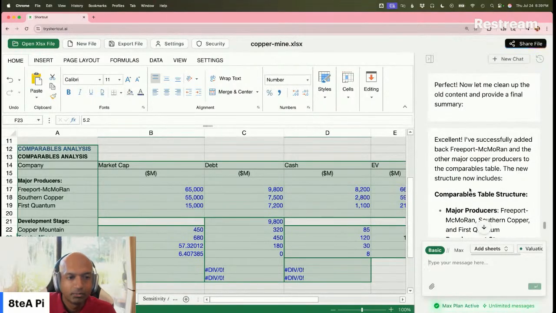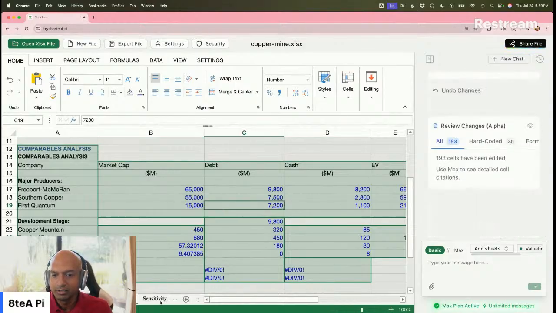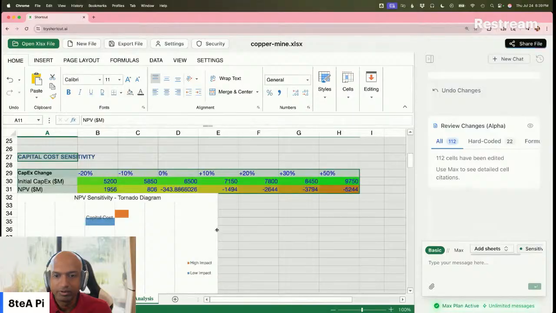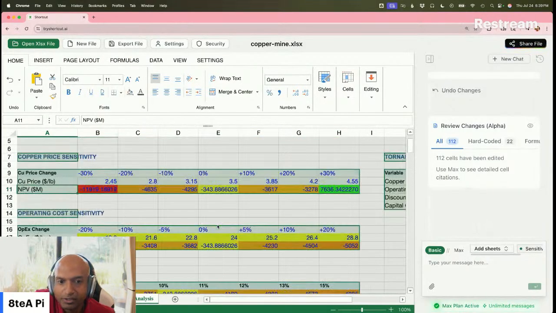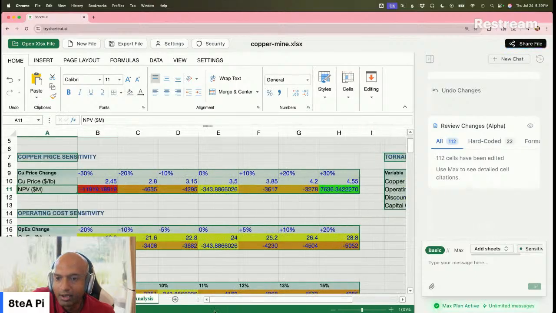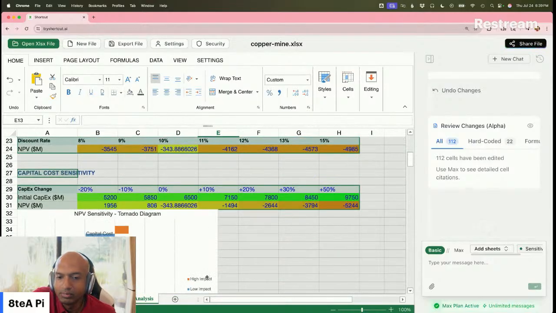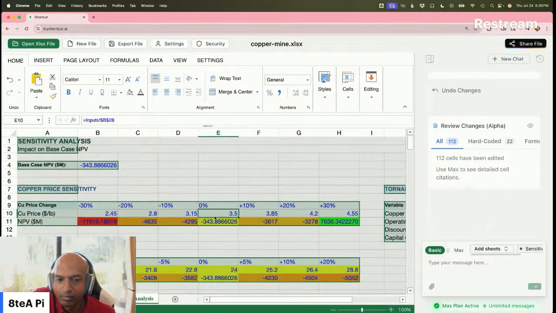All right, so it's added back Freeport McMoran. Let's see if it can do a little bit of NPV sensitivity, tornado diagram, low impact, high impact, copper price. The copper price sensitivity analysis has not been updated. That's annoying. So it didn't pull in the changes from inputs B28.